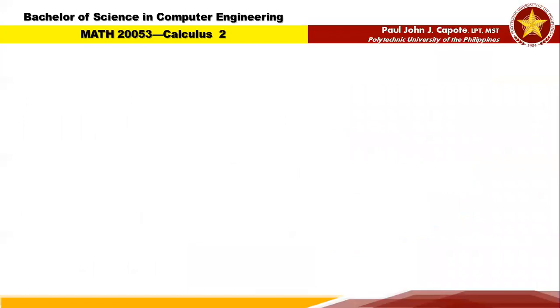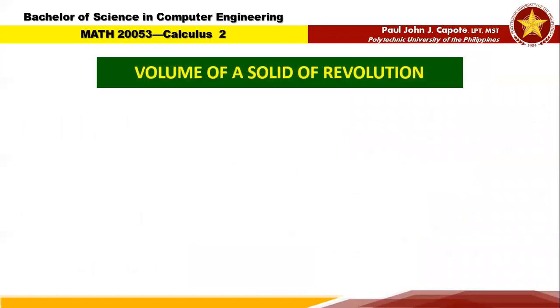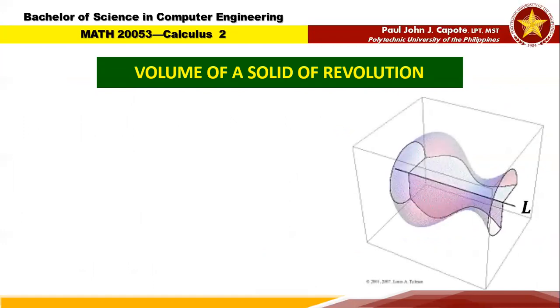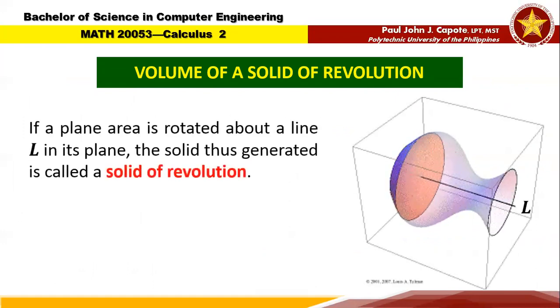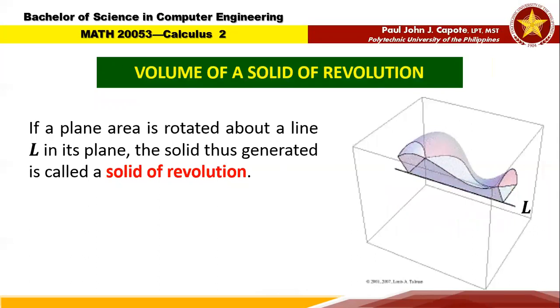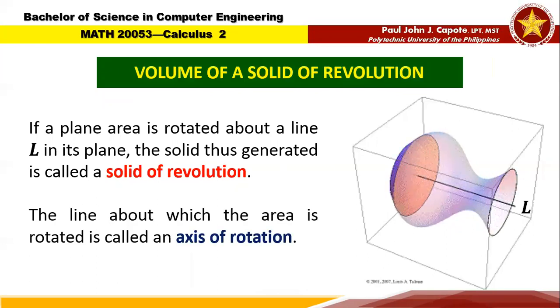We shall now proceed to the second objective of this lecture, solving the volume generated by revolving around the axis of rotation the area bounded by a given function. If a plane area is rotated about a line L in its plane, the solid mass generated is called a solid of revolution. And the line about which the area is rotated is called an axis of rotation.